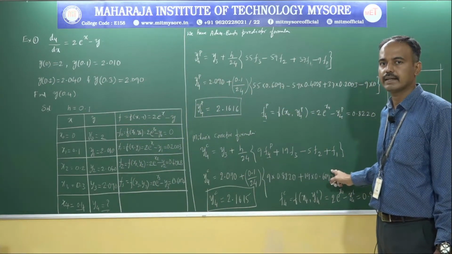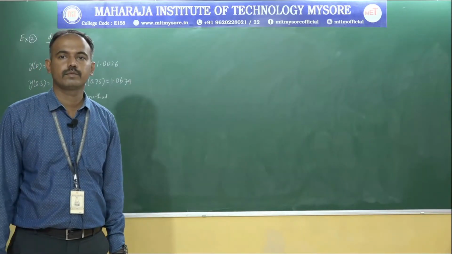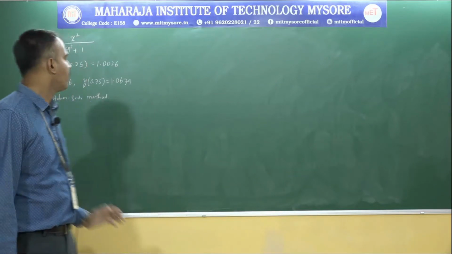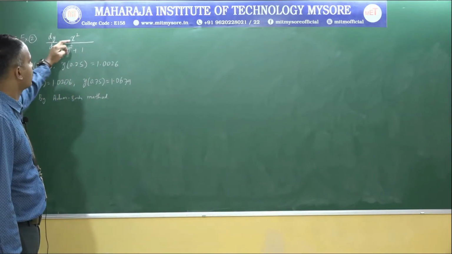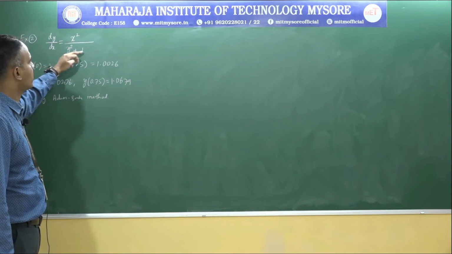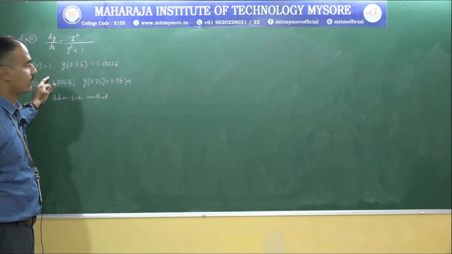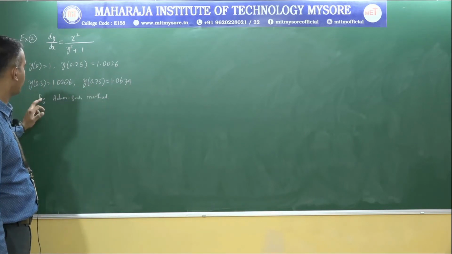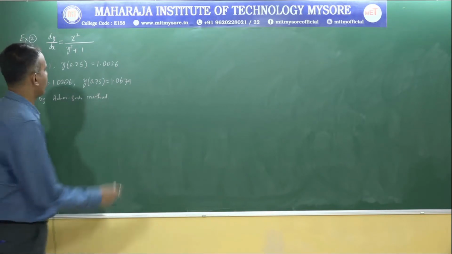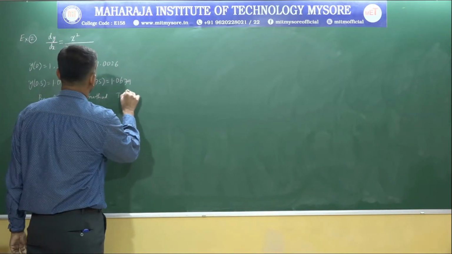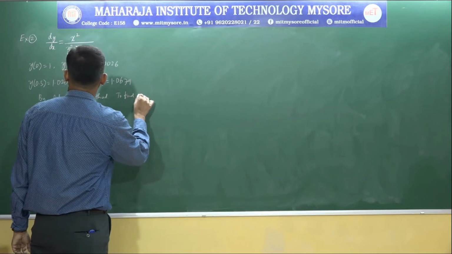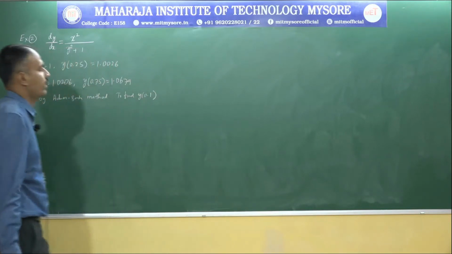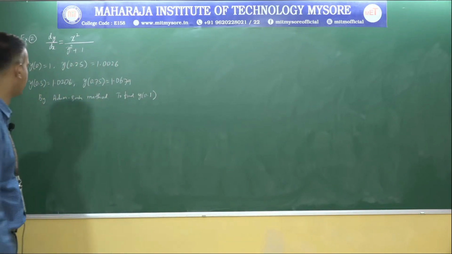Okay, next, the second example. Okay, the second example, dy by dx, numerator x square, denominator y square plus 1. Now the initial data is given, y of 0 up to y of 0.75. Okay, now what about here? By the Adams-Bashforth method, now we have to find y of 0.1. Okay, we have to find out y of 1.0 here.